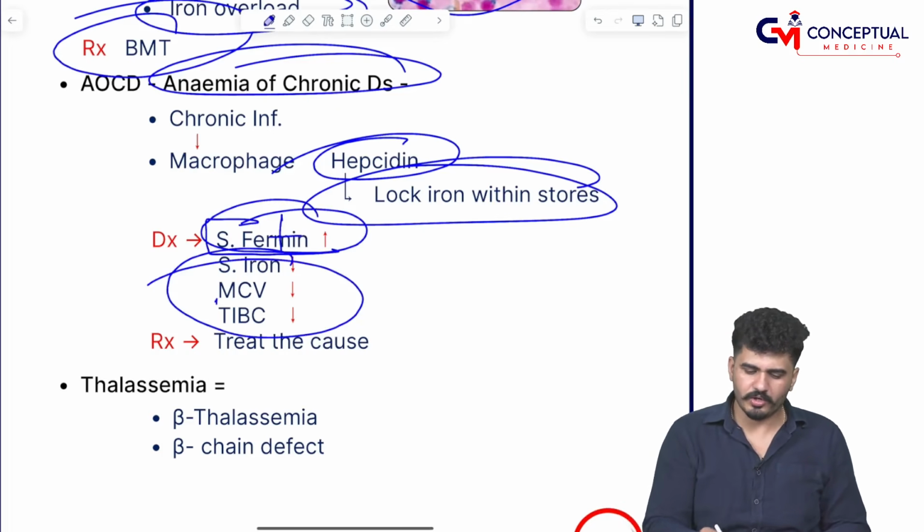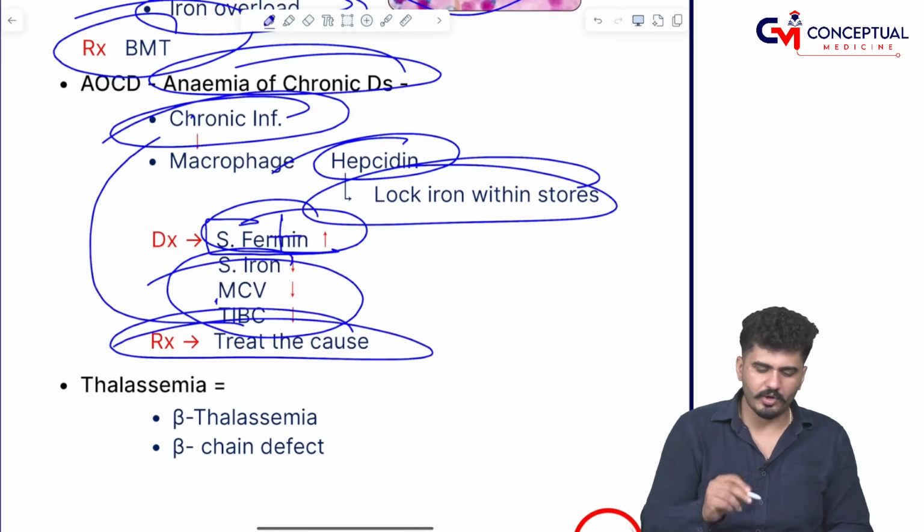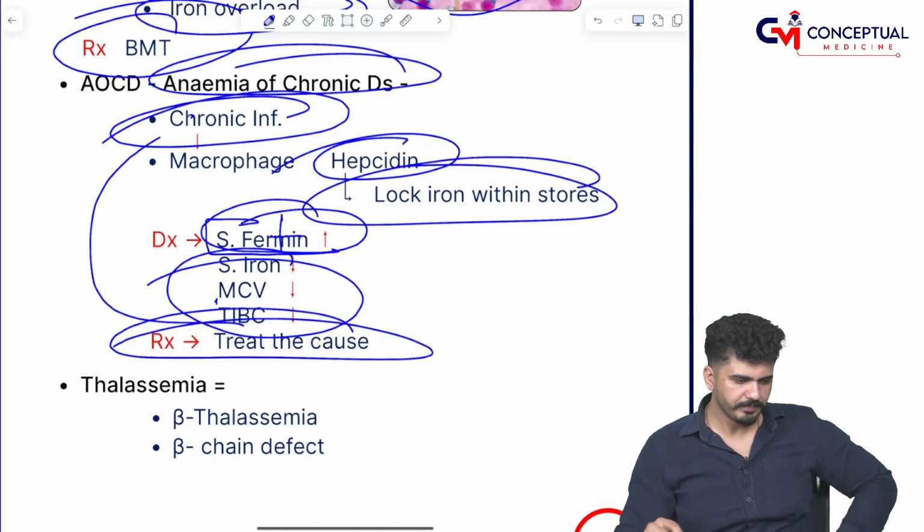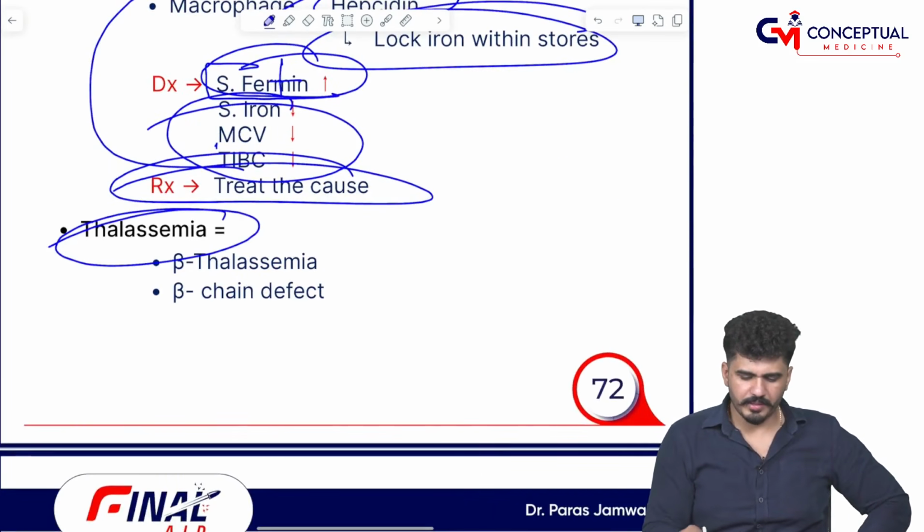So what is the cause? Cause is chronic inflammation. So we will treat the cause and we'll come to know the conclusions. Done? Coming on to the thalassemia, beta thalassemia.